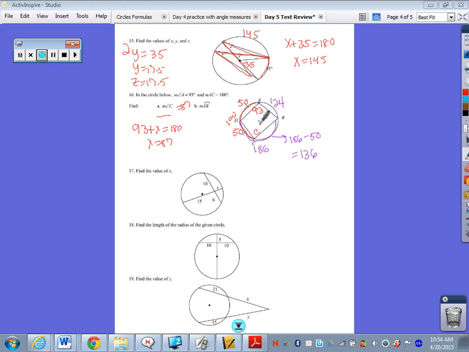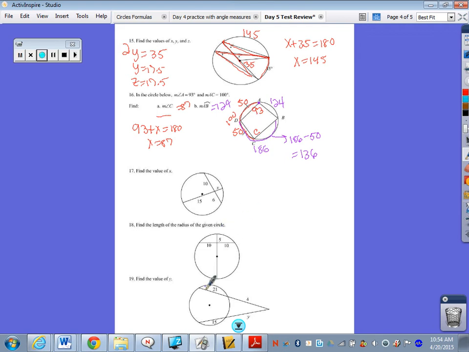Okay, so that should be the answer, 124. Okay, so for number 16, for AC, Miss Brown went the other way, so that's why she got a different answer, but you should go the shortest distance, so it should be from ADC.